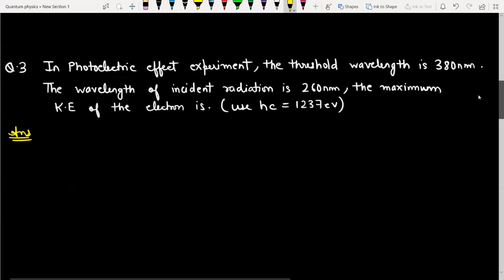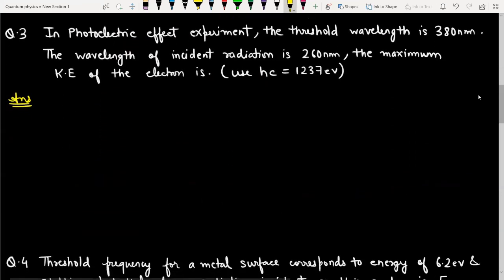In this problem, it is said that in a photoelectric effect, the threshold wavelength is 380 nanometers. The wavelength of incident radiation is 260 nanometers. The maximum kinetic energy of the electrons is? It's also a very simple problem. You know what is the expression for maximum kinetic energy?